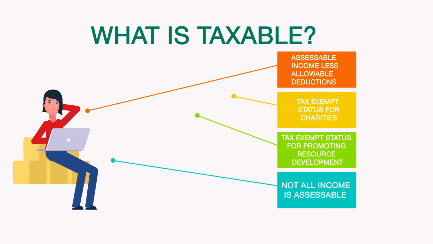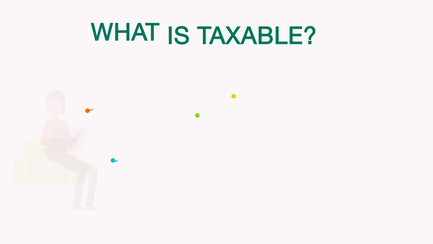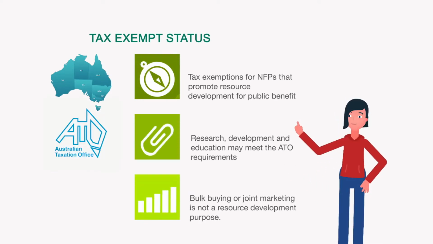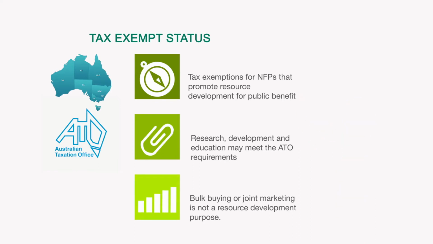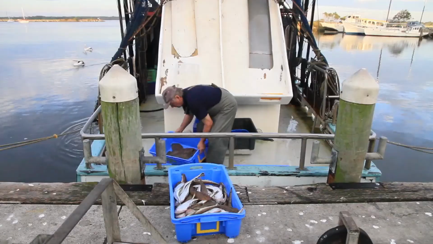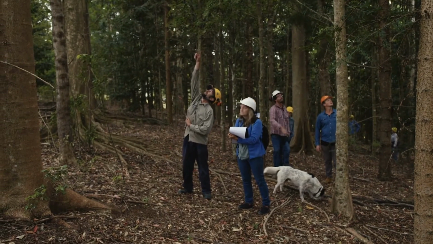Tax-exempt status is available for charities and also for not-for-profits doing research and development in agriculture if their main purpose is to promote resource development. Some income is not assessable. For example, some not-for-profits receive mutual income, which is not taxable. Tax-exempt status is available for not-for-profits which have as their primary purpose promotion of resource development. This means looking after or developing natural resources for broad public benefit. Some farming, fishing and forestry non-profits do just that.